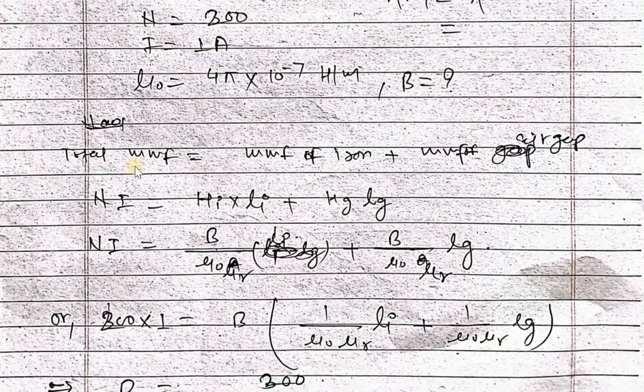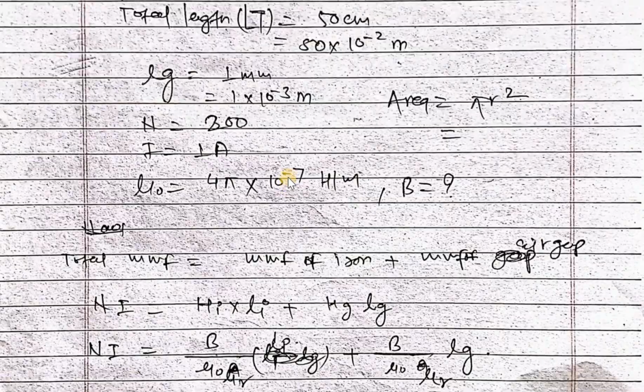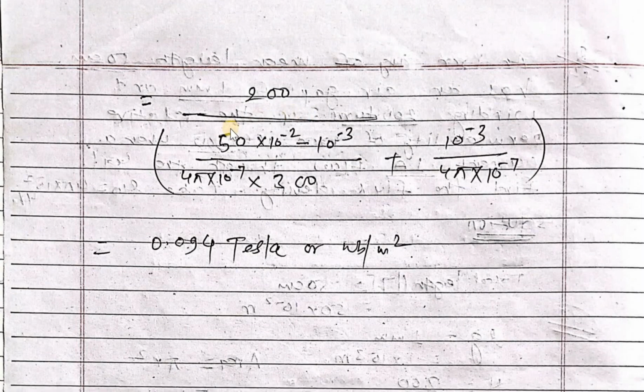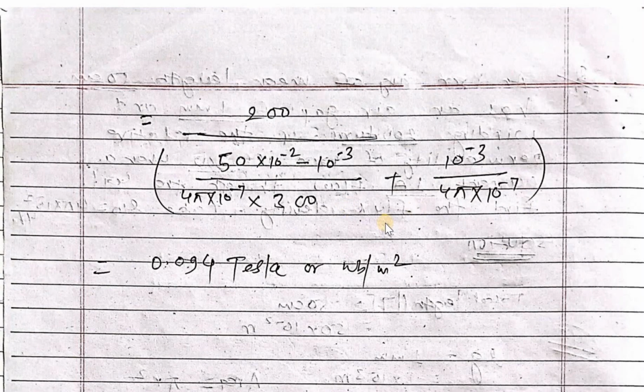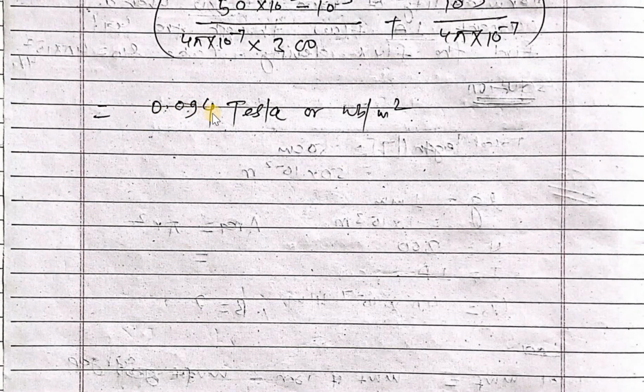We know mmf equals mmf iron plus mmf air gap. So Ni equals B upon mu naught mu r into LT, the mean total length already given in the question, plus B upon mu naught into Lg. Then the value of B is 200 upon this value. Put the values of LT, Lg, mu naught, mu r. Then we can get the value of B, and the value of B is 0.094 Tesla.